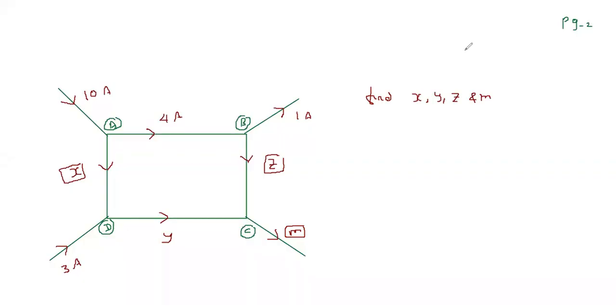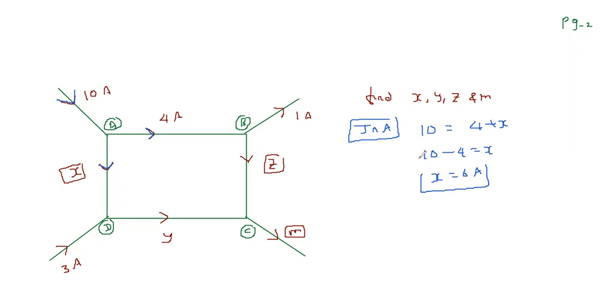First we see junction A. At junction A, which is the incoming current? 10 ampere current is the incoming current. Outgoing currents are 4 ampere and X ampere. So 10 is equal to 4 plus X. 10 minus 4 is equal to X. X is equal to 6 ampere. If you see junction D, incoming currents are X and 3. Outgoing current is Y.